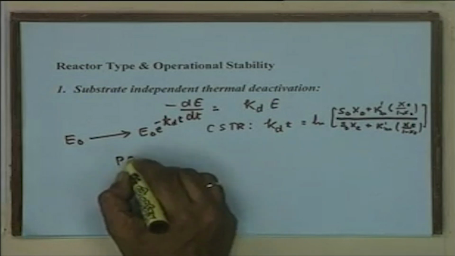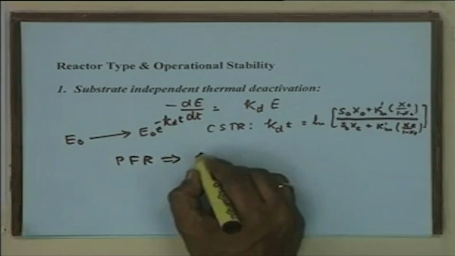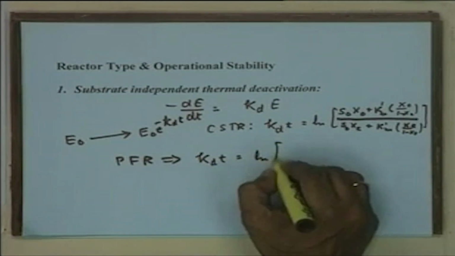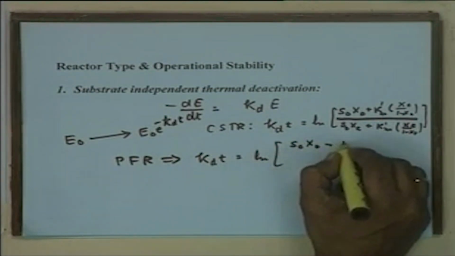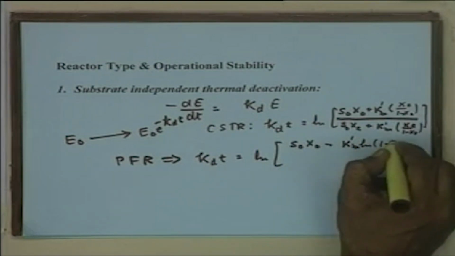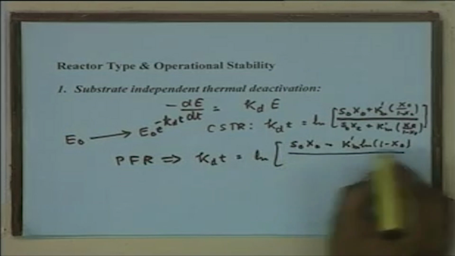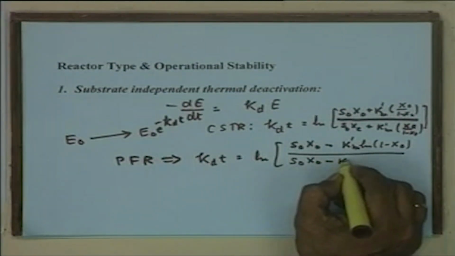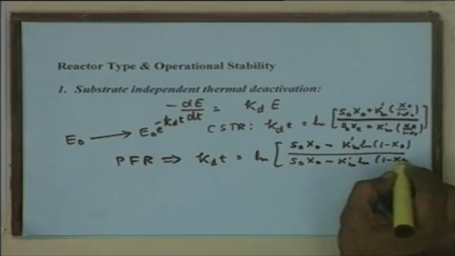On the other hand, in the case of PFR, the corresponding relationship is kd into t equals ln of [S0 x0 minus k'm ln(1 minus x0)] divided by [S0 xt minus k'm ln(1 minus xt)].